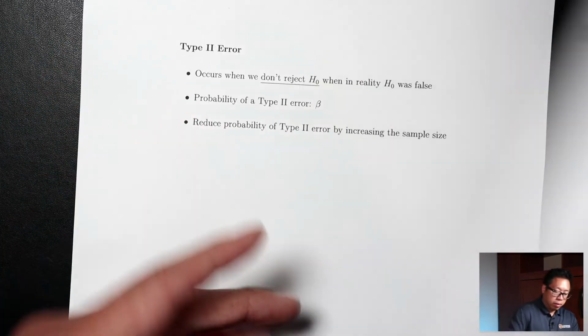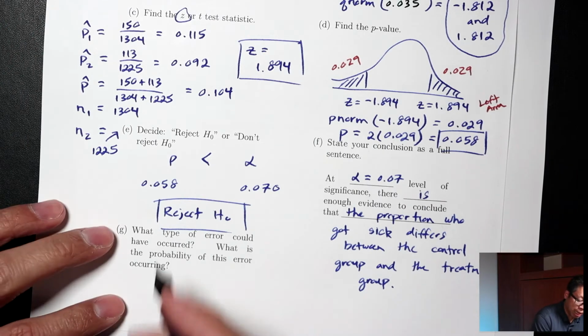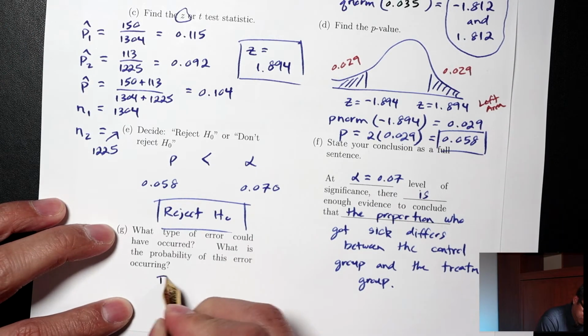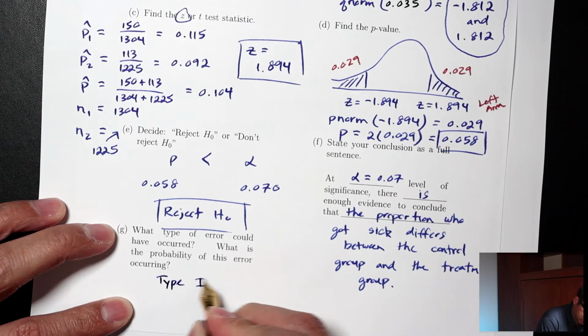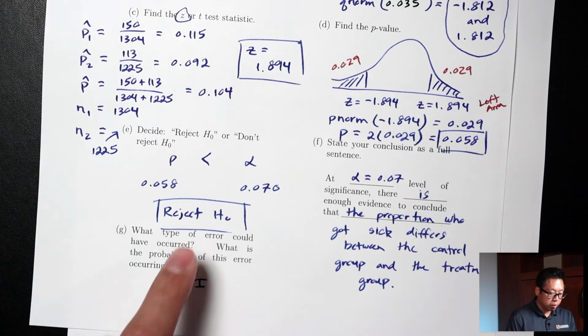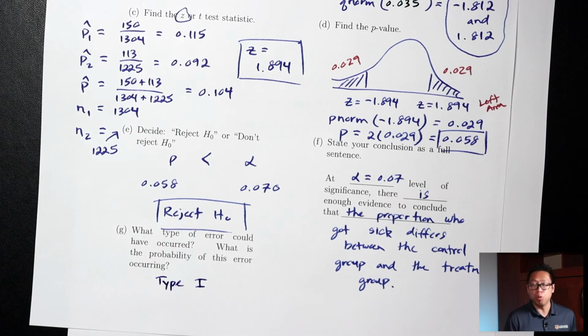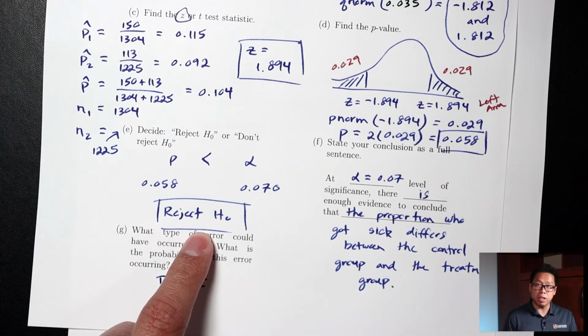Okay, so to answer our question, what type of error could have occurred? Could be a type 1 error, right? Because we ended up rejecting H0. So this is an error where the sample told us to reject H0 when in fact H0 was actually true, which means we should not have rejected. So why is this rejection occurring?